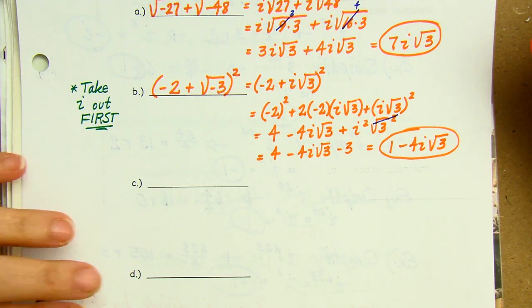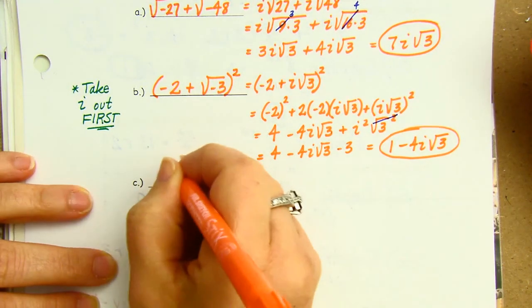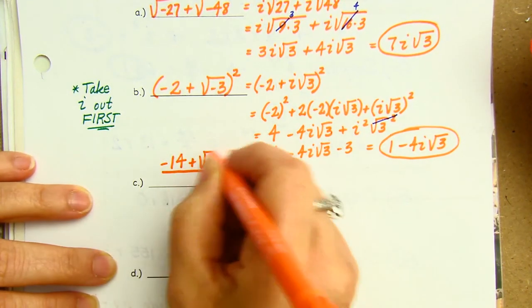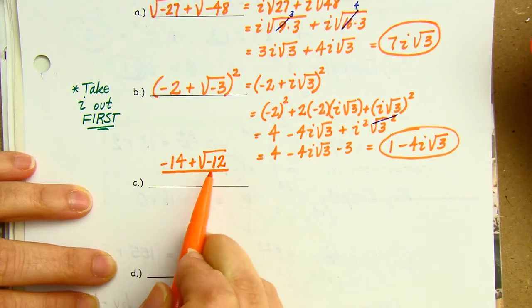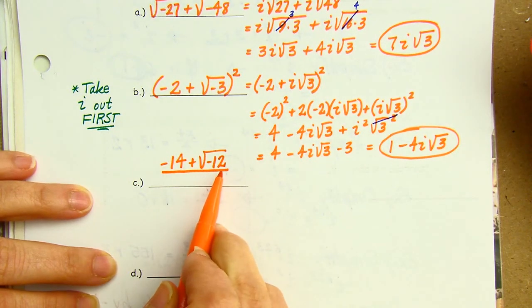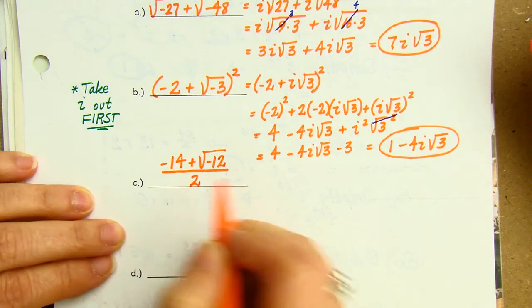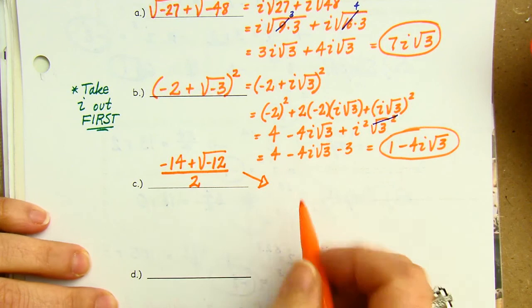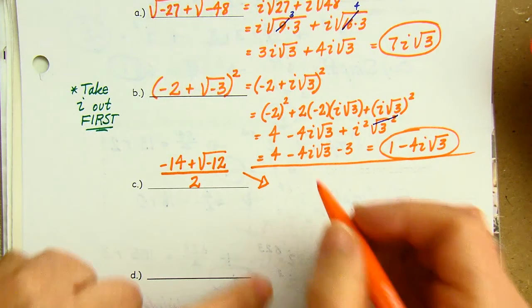Okay, another one. It's a fraction. I've got negative 14 plus the square root of negative 12. Yes, we're going to have I here. And in fact, we got to simplify 12. 12 is 4 times 3. The 4 comes out as a 2. Okay, so we're going to come down here. I'll put a little separator line there.